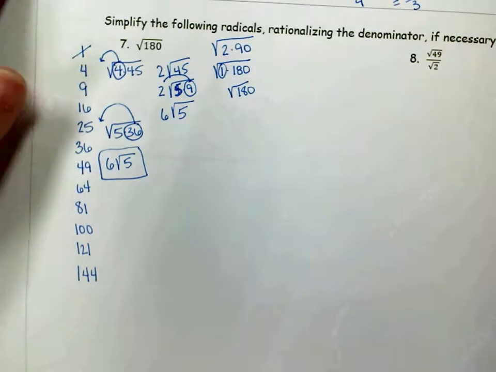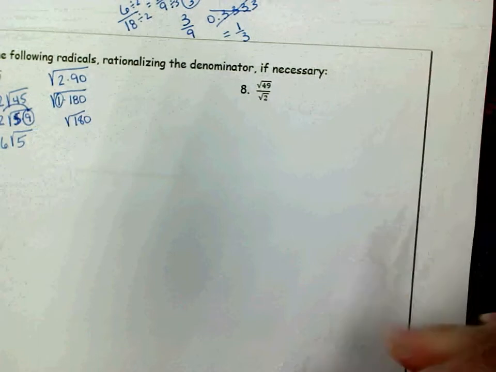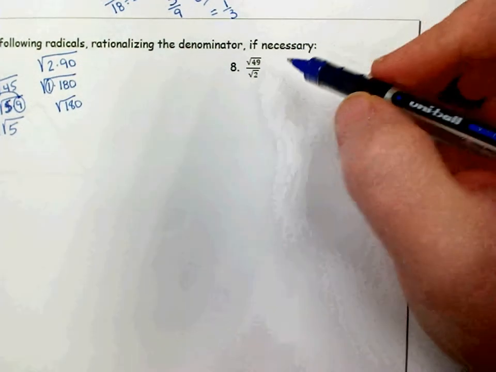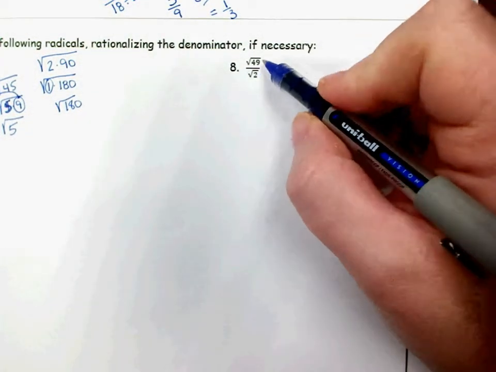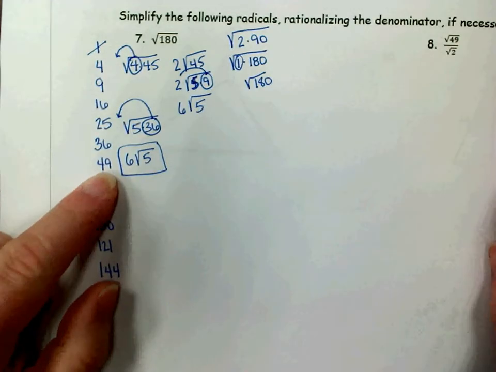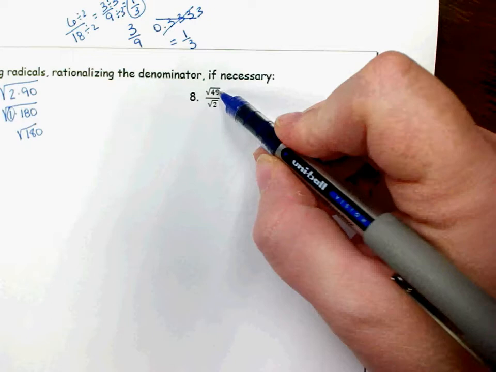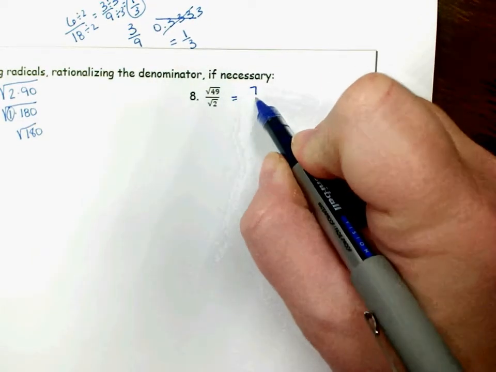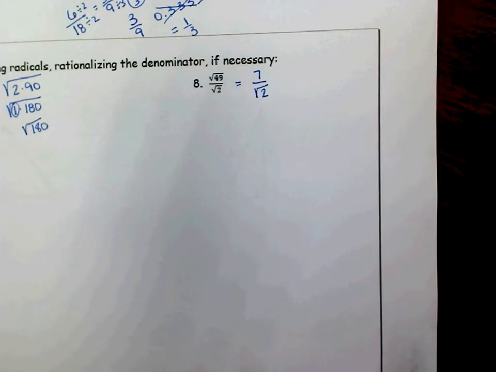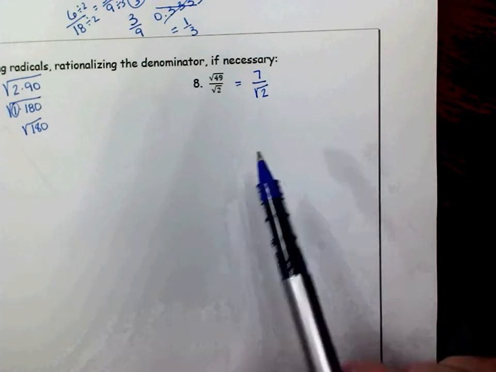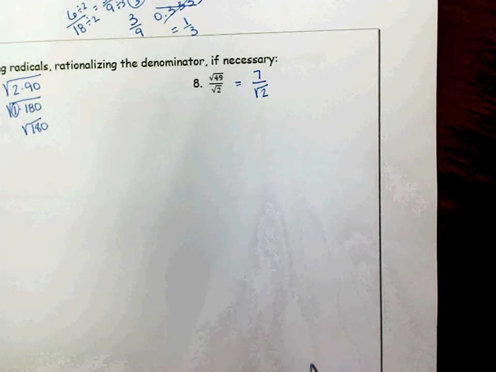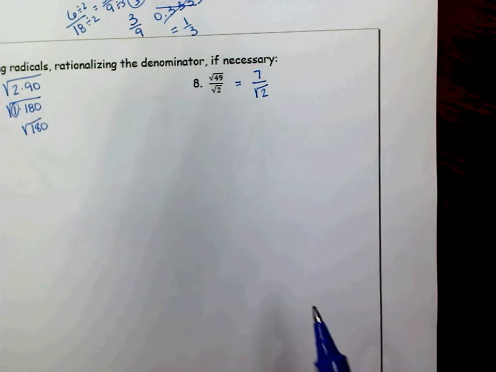Now, on number 8, when we go to simplify it, I have a radical in the denominator. I notice in the numerator, though, the square root of 49, 49 is one of my perfect squares. I can take the square root of 49. It's just a 7. So this is the same thing as 7 divided by the square root of 2. But I can't leave that as my answer because remember, it's not considered simplified if there's a radical in the denominator. So we have to get rid of that square root of 2 in the denominator.